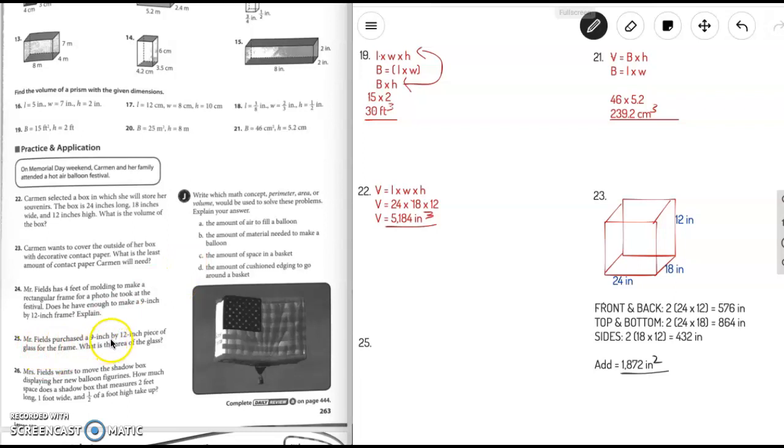Number 25. Mr. Fields purchased a 9-inch by 12-inch piece of glass for the frame. What's the area of the glass? So remember, area, all we got to do is length times width. So we do 9 times 12. They gave us an easy one. 108 inches squared is the area.